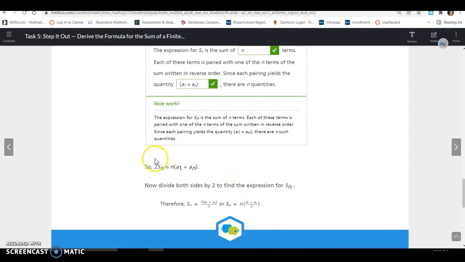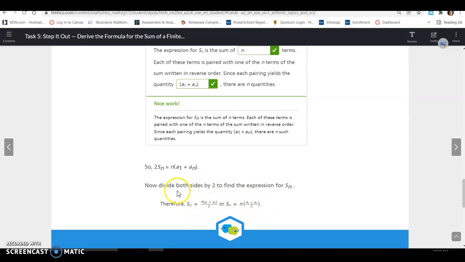Alright, so that yields 2s of n equals n, number of terms there, times a sub 1 plus a sub n. And now you're going to divide both sides by 2 because you want s of n to be by itself. So if I divide both sides by 2, that means our equation, s of n equals n times a sub 1 plus a sub n over 2. Alright, it also can be written in this form as well.